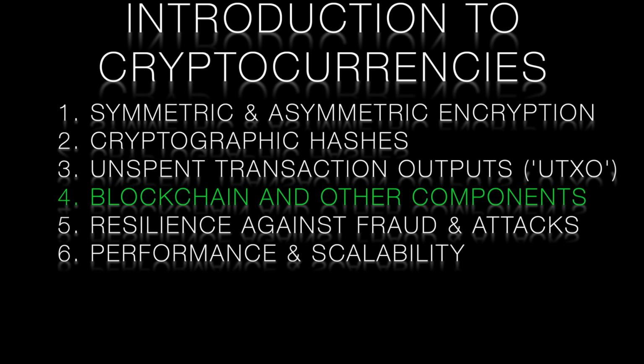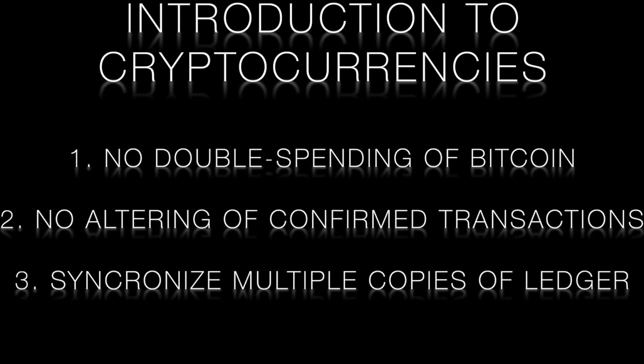In the next couple of videos, we'll look at security issues as well as practical optimizations to enable cryptocurrencies to scale. This will include Merkle trees that lend scale to the hashing algorithm. In this video, we'll see how blockchain helps us to do three things: no double spend of Bitcoin, no altering or tampering of confirmed transactions, and to synchronize multiple copies of the ledger.